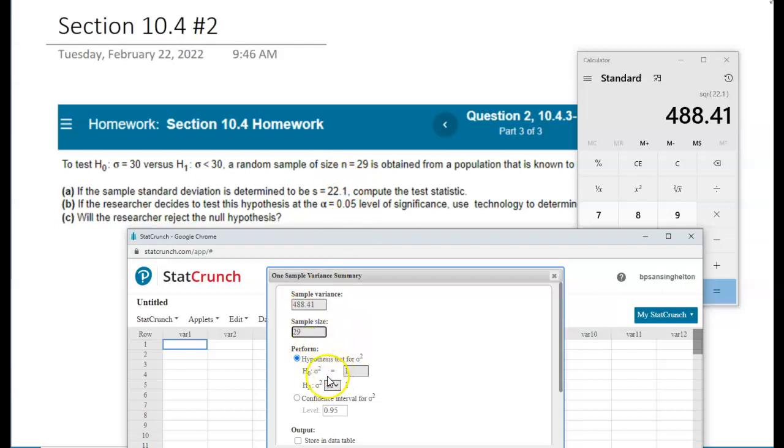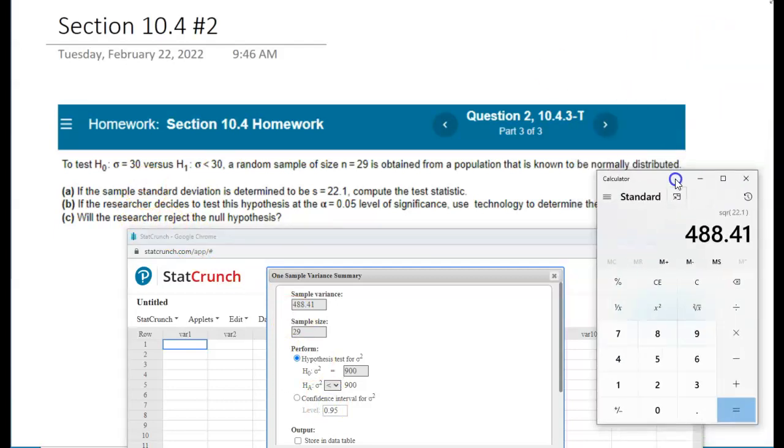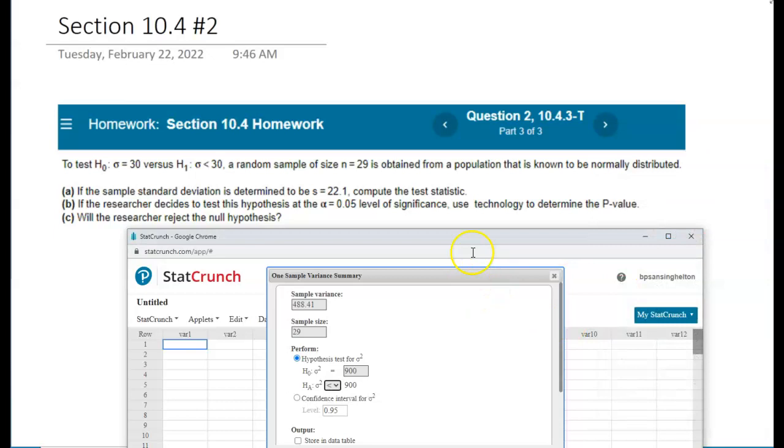Now we're doing a hypothesis test. Notice this says sigma squared, and here we're asked to do a hypothesis test with sigma. So I have to square this. So 30 squared is 900. So we want to do equals 900 or less than 900. And we want to calculate these various things. So we're told that it's normally distributed, which is a requirement to be able to do this analysis with the chi-square.